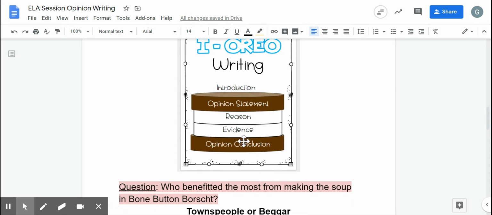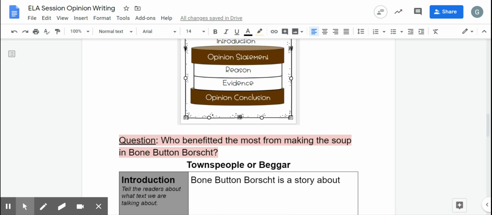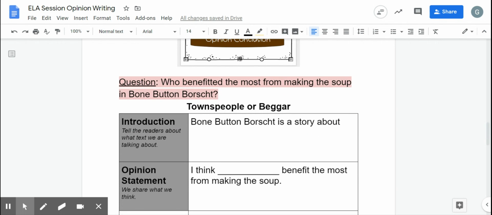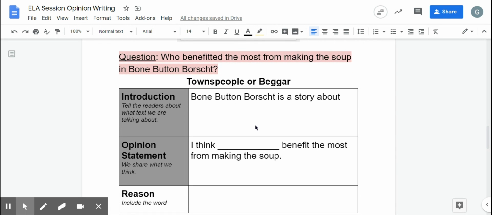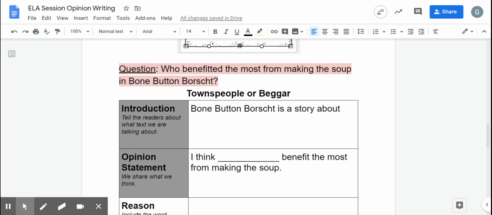Here's another reminder of what our opinion paragraph needs to include. Here's our question. Who benefited the most from making the soup in Bone Button Borscht? Today, we're going to do the Oreo cookie top, the introduction, and the opinion statement. So, we need to tell our readers what book we're talking about in case they don't know what question we're answering.